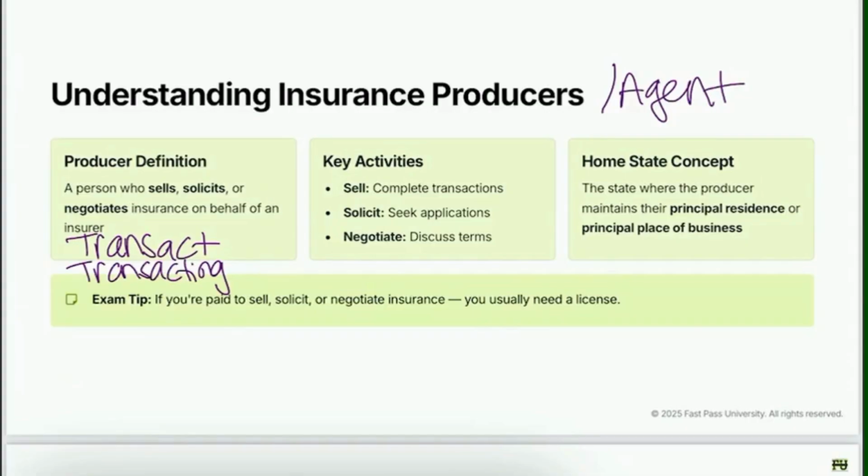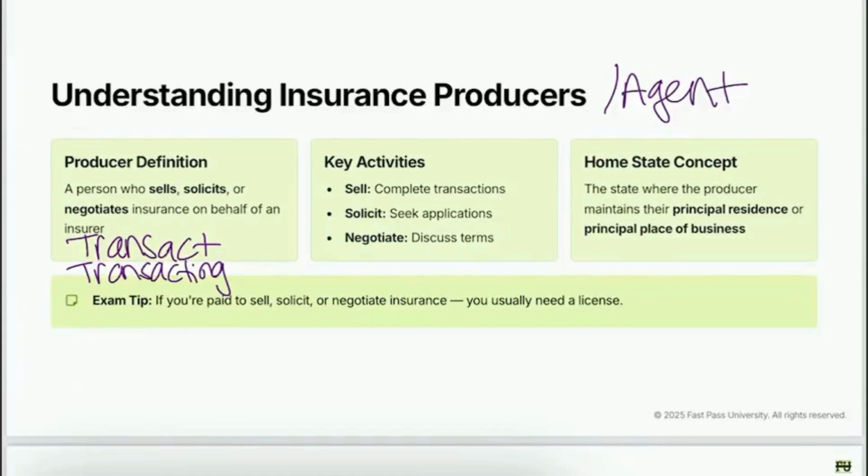Home state concept. The state where the producer maintains their principal residence or principal place of business would be where you get your home state license, your resident license. I imagine that most of you here are residents of New York, so it would be your resident license. Now, you can get licenses in other states because in order to sell, solicit, or negotiate insurance, you must be licensed in whichever state you are doing so. There are a lot of insurance agents that are licensed in multiple states, but any other state besides their resident would be a non-resident license.